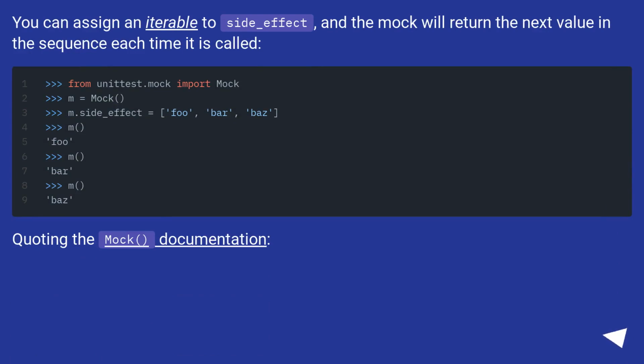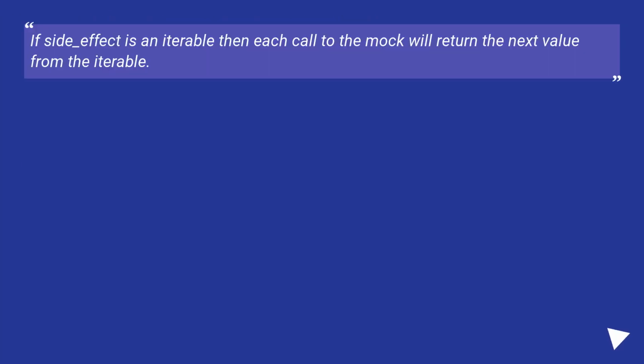You can assign an iterable to side_effect, and the mock will return the next value in the sequence each time it is called. Quoting the mock documentation.